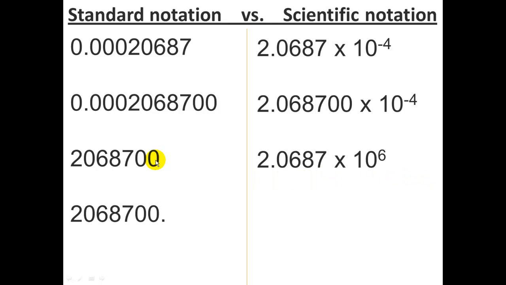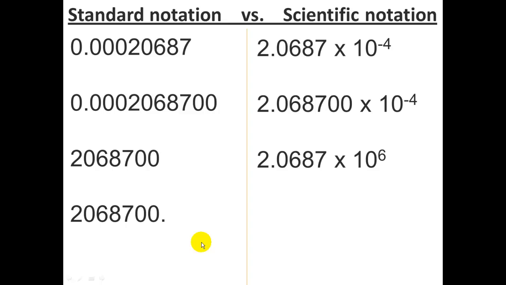Let's try a different example. If I just simply change that number by putting a decimal, what I'm saying is I was able to measure out to the ones place for precision. This is between 2,068,701 and 2,068,699. We're saying this number is correct out to plus or minus 1 in the ones number place.